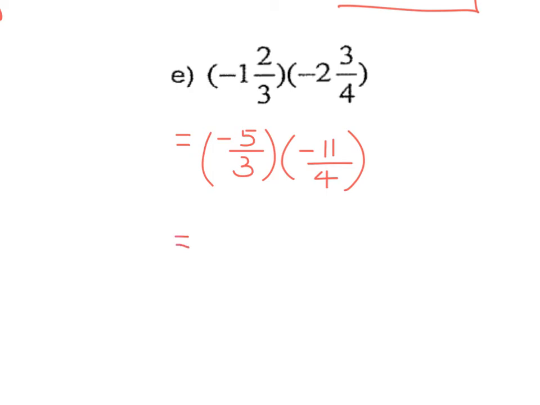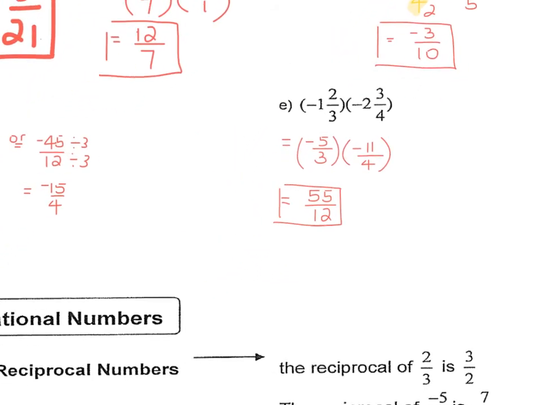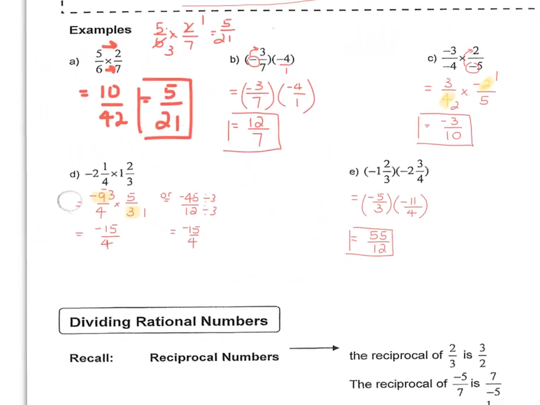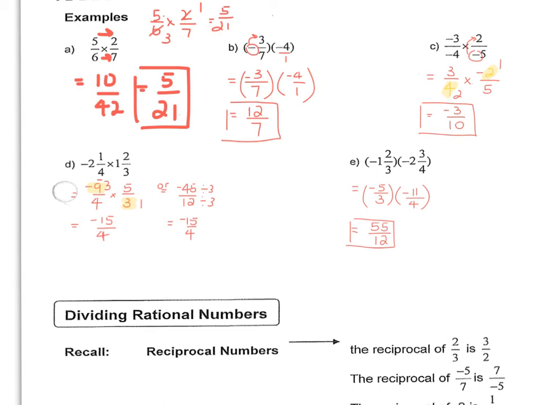Okay, now we look at negative 5 times negative 11 gives me positive 55, and in the denominator 3 times 4 we get 12. And if you can't reduce before, you're not going to be able to reduce after you multiply. Okay, so then you know that that's going to be as far as you can go with reducing. Okay, so that's multiplying. Whether you reduce before or after is up to you, but you need to reduce at some point. Remember, numerator times numerator and denominator times denominator.